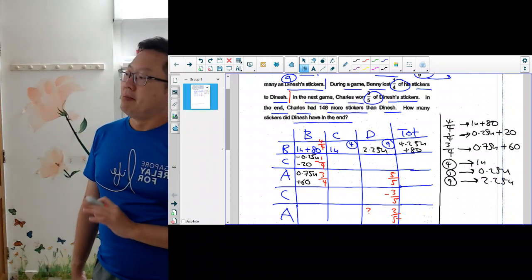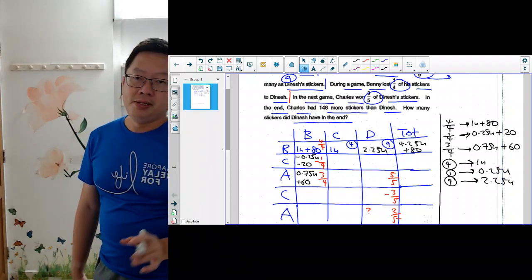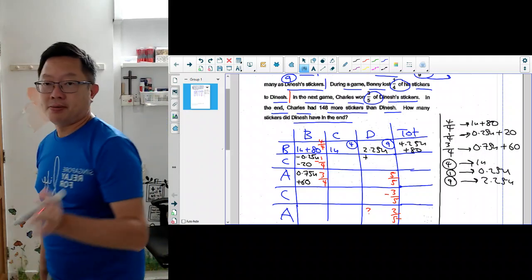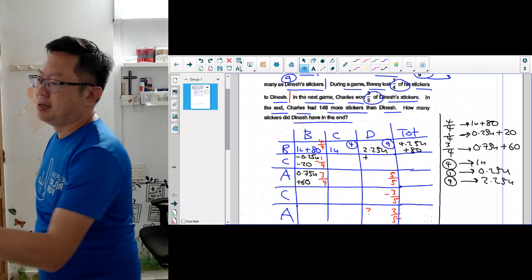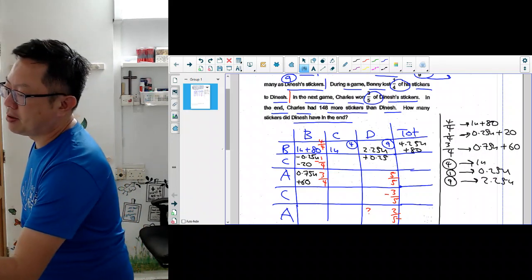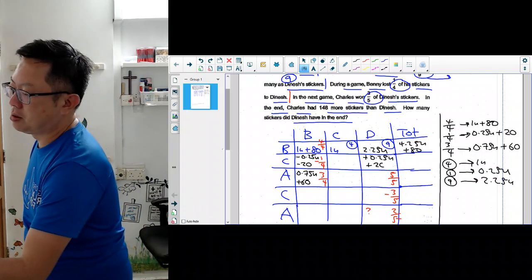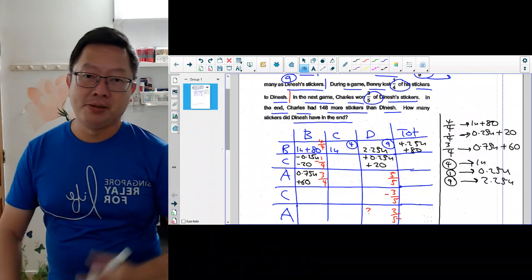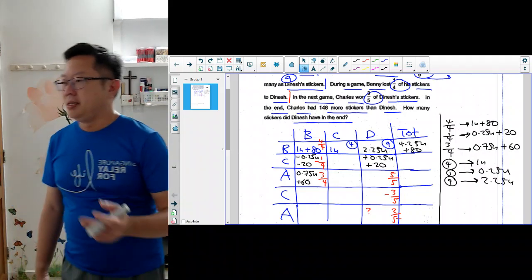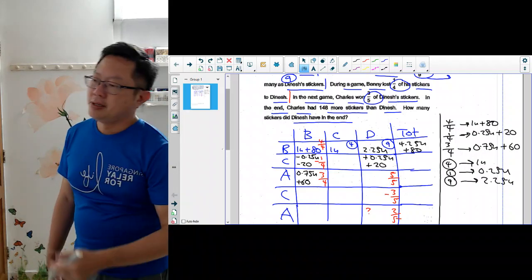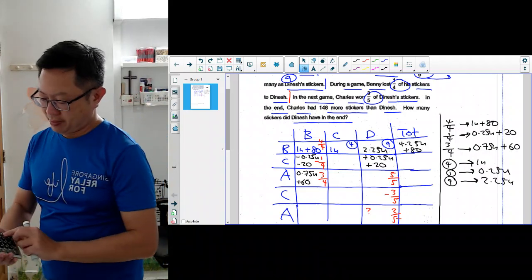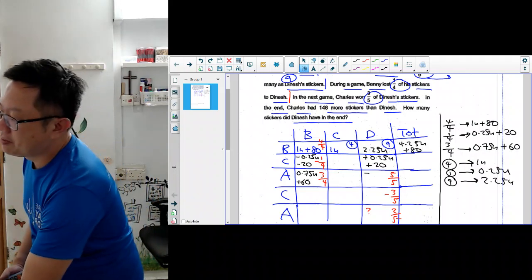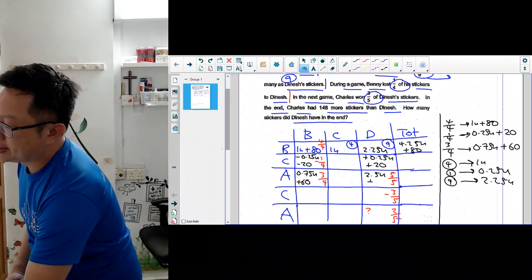Okay, then look at Benny. Benny lost 0.25 unit and 20 to Dinesh. So then Dinesh must gain, right? So you add 0.25 unit and 20. Those stickers that Benny has lost belong to Dinesh. And then how many did Dinesh have in the end? You take 2.25 units and add 0.25 unit, you get 2.5 units and 20.